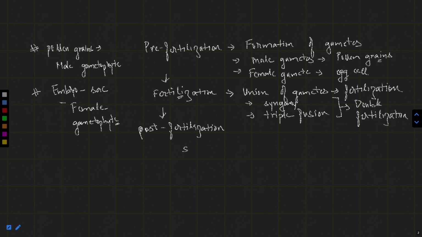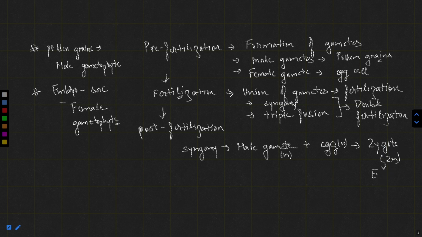So because of the syngamy, which is what? Fusion of the male gamete with what? With the egg cell. Both are haploid. So what will be formed? Zygote will be formed, which is a diploid structure. Okay. So zygote will further form the embryo. It will form the embryo.